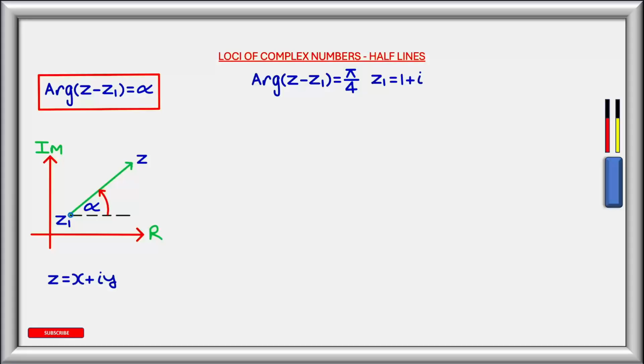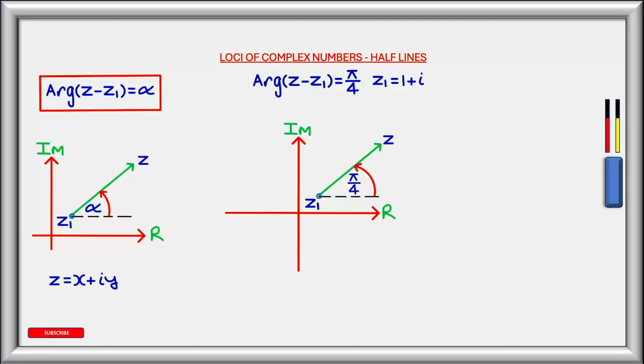Now let's look at an example of a half-line and sketch the half-line on an Argand diagram, and then go on to find its Cartesian equation. So we have the half-line where the argument of z minus z1 is equal to pi by 4, where z1 is equal to 1 plus i. And if we sketch this on an Argand diagram, we see that the half-line is the green line, and the origin or endpoint is shown by z1 and also denoted by the hollow circle. And the angle it makes with the positive real axis is pi by 4.